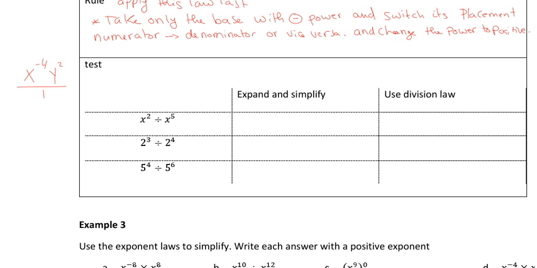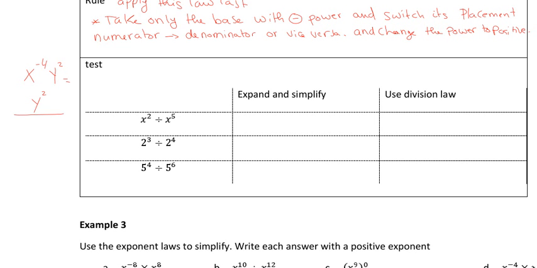Now, since x to the power of negative 4 is in the numerator, what I need to do is switch it to the denominator. It changes its position, from the numerator to the denominator. So that's the same thing as writing y squared over x to the power of 4. Okay? So I switch it from the numerator to the denominator and I made it a positive exponent. Does that make sense? So the y stays on top, yes, because the y has a positive exponent.